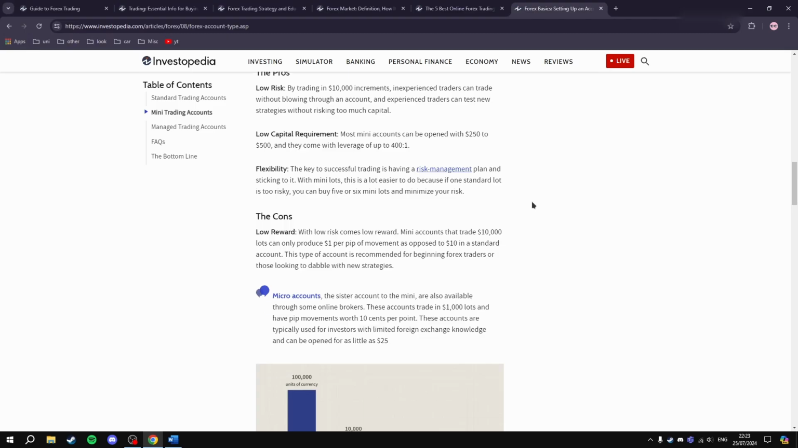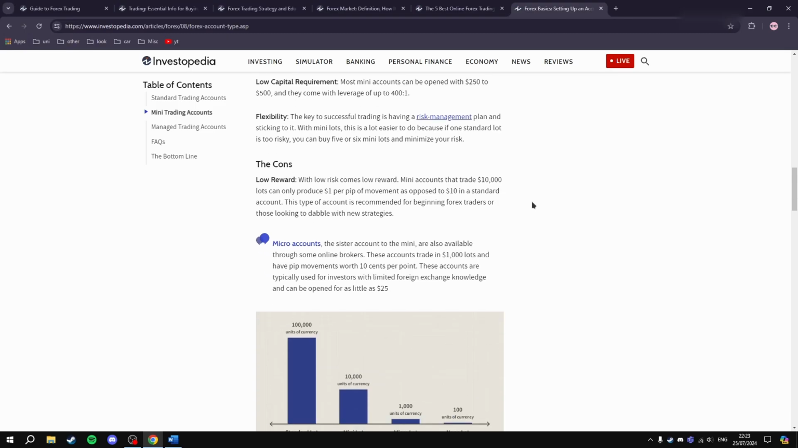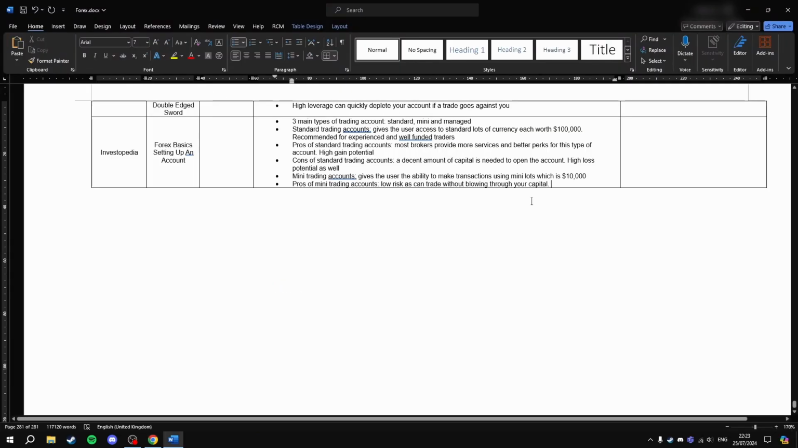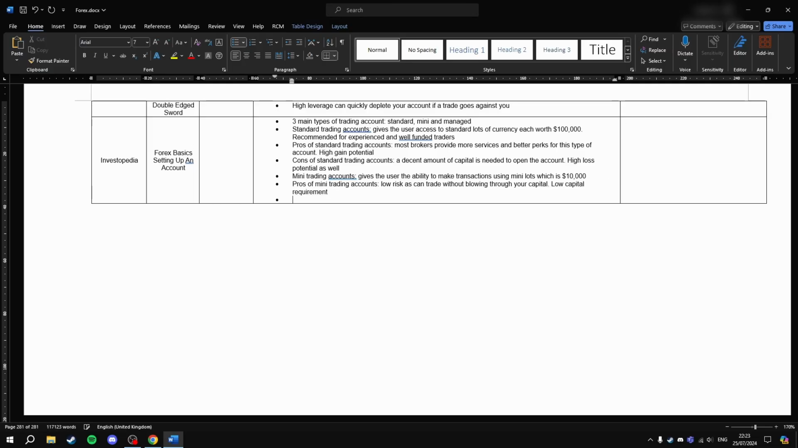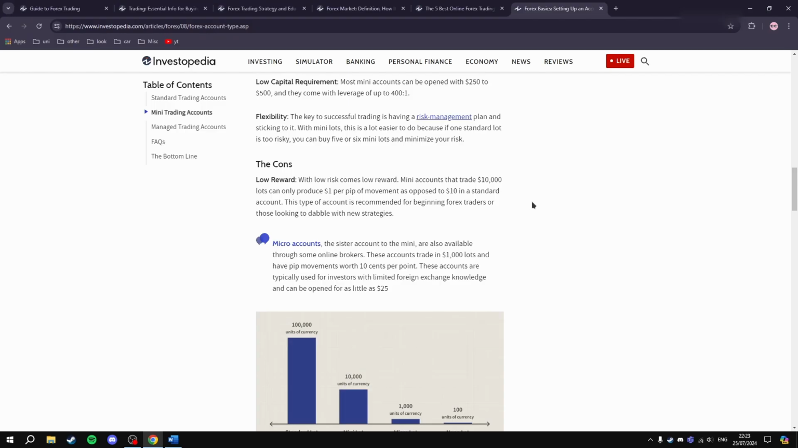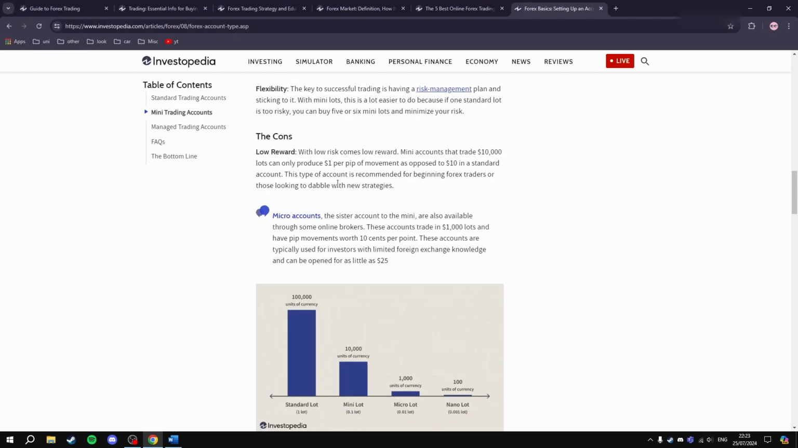Low capital requirements. Most mini accounts can be opened with $250 to $500, and they come with leverage of up to 400 to 1. Low capital requirement. Flexibility as well. The key to successful trading is having a risk management plan and sticking to it. With mini lots, this is a lot easier to do because if one standard lot is too risky, you can buy 5 or 6 mini lots and minimize your risk.